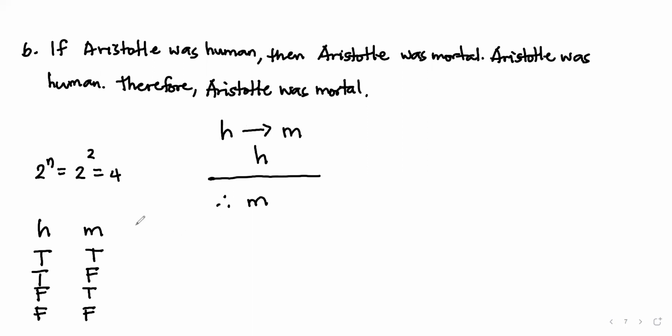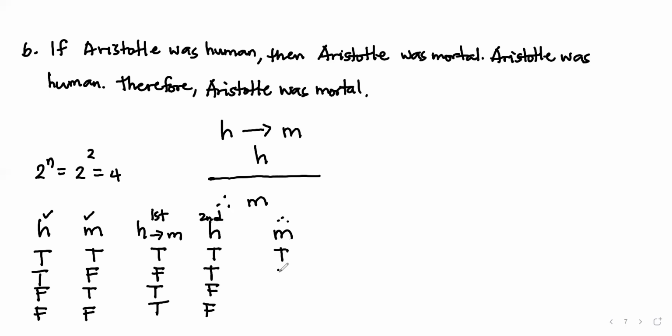So let's find H implies M. So we have a conditional. True implies true, that is true. True implies false, that is false. False implies true, that is true. False implies false, we have true. And H. This is our first premise, our second premise. So we have true, true, false, false. So therefore, our conclusion is M. So let's solve first, second, and our conclusion. True, false, true, false.